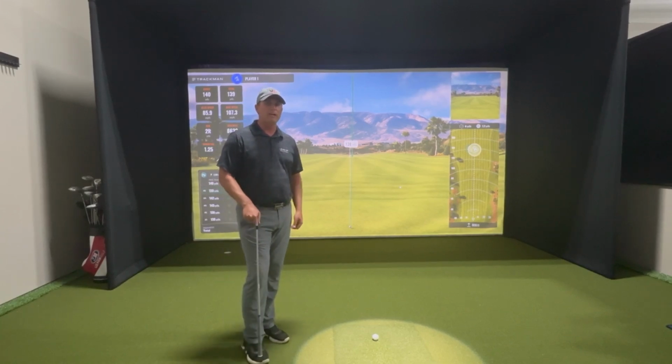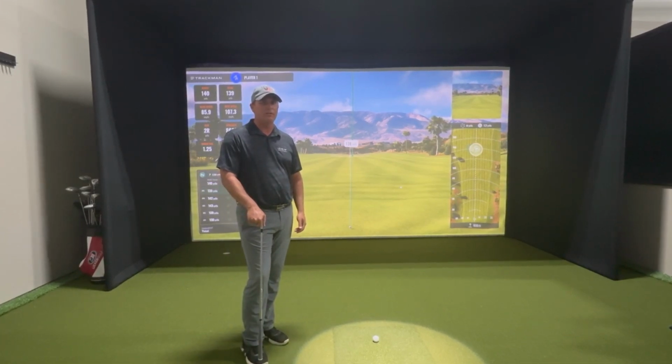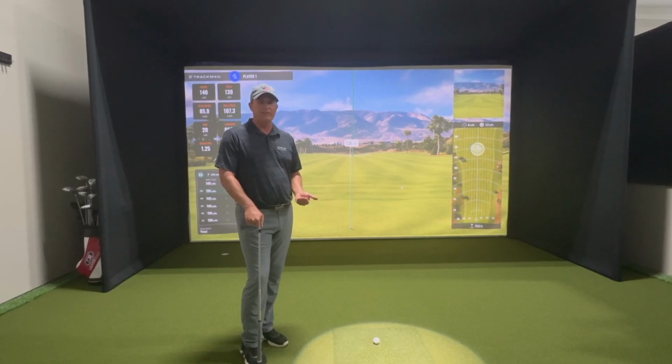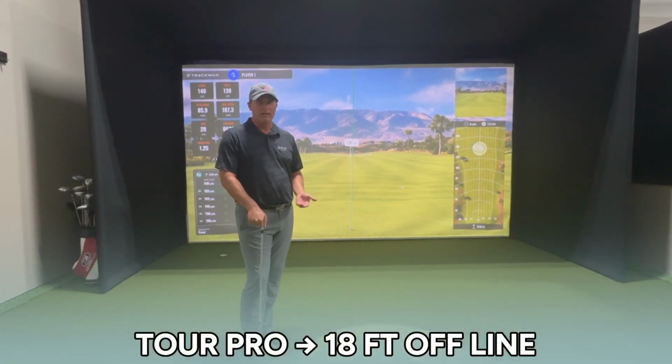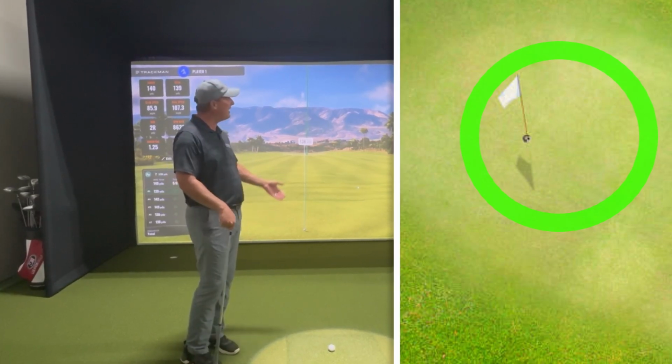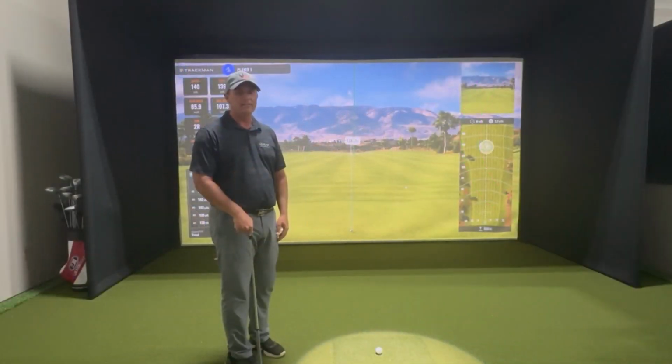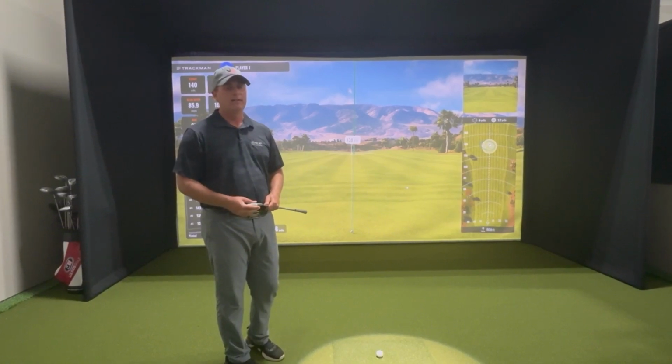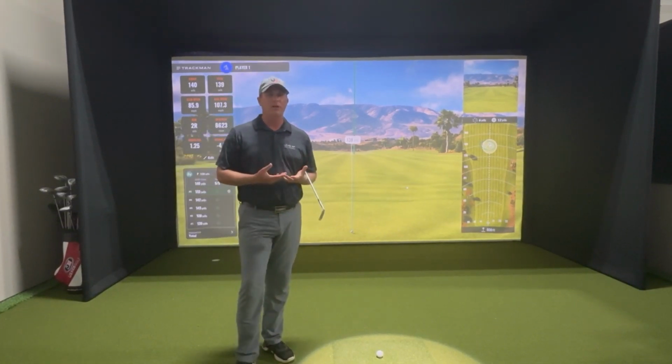So at most, I would aim 15 feet to the right of the hole. And knowing that that would only leave me about a 15-foot putt from 140 yards, that's really darn good. That's inside of the tour level, right? So that would be a great shot. Okay, so this is, again, a start of the process.